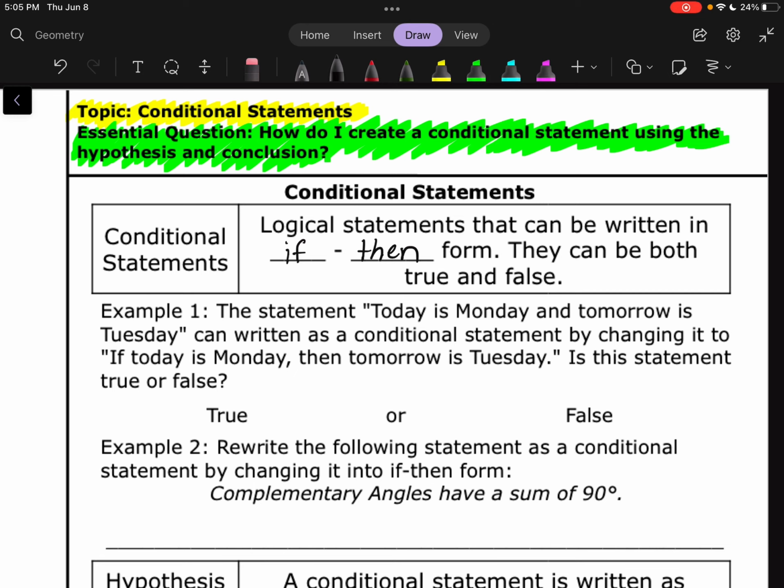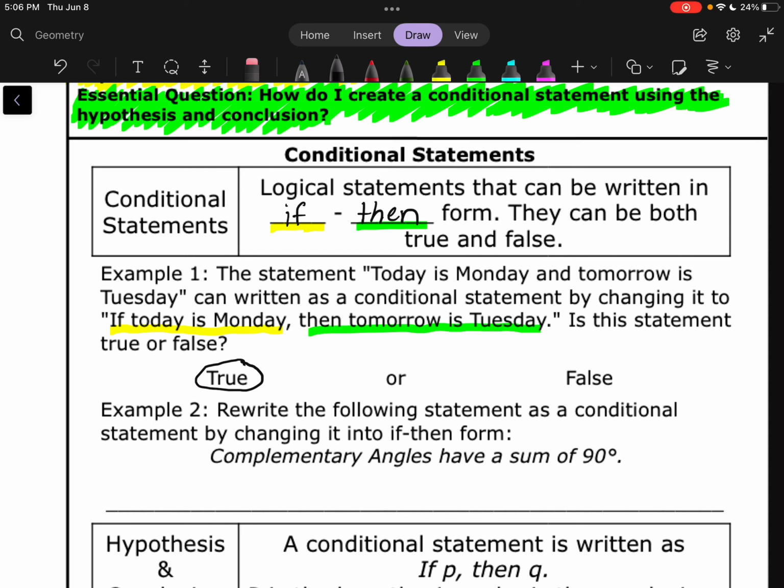So see what we did there? We added in this if part, and we added in this then part. So that's switching it into if-then form. And then it asks, is this statement true or false? Because like we said, these statements can be true, they can be false. Well, if today's Monday, then doesn't tomorrow have to be Tuesday? There's no way that today could be Monday and tomorrow couldn't be Tuesday, right? Tuesday always follows Monday. So I would say that statement is true.